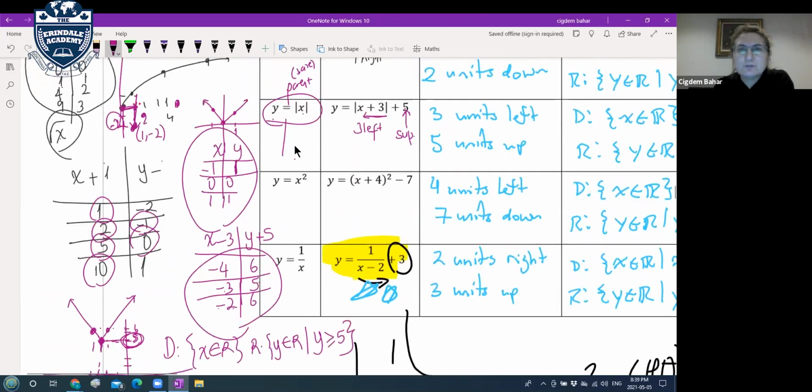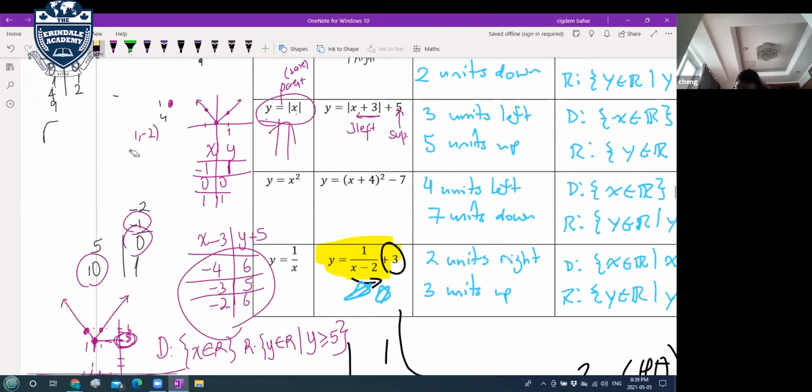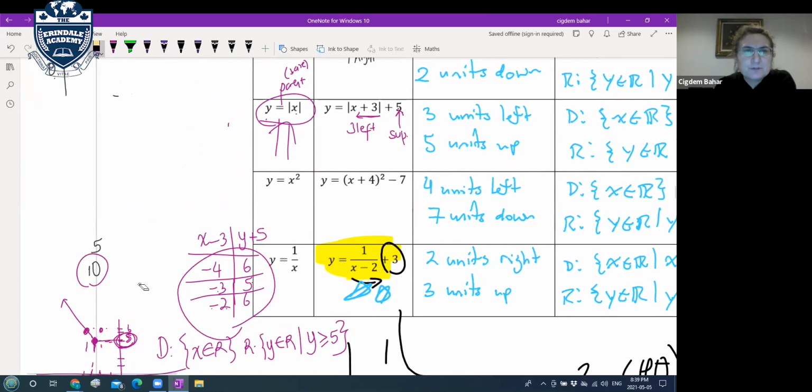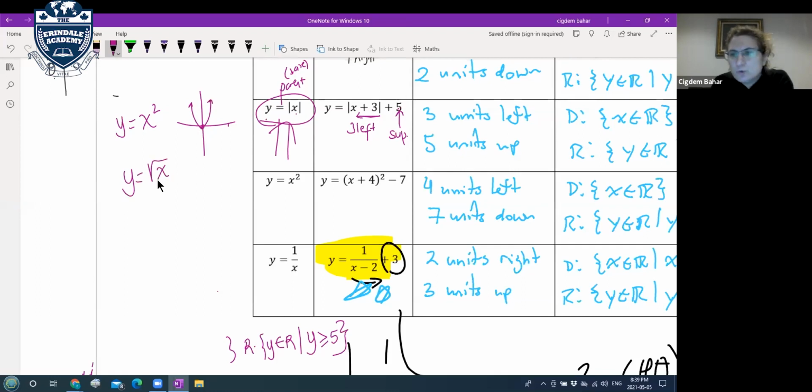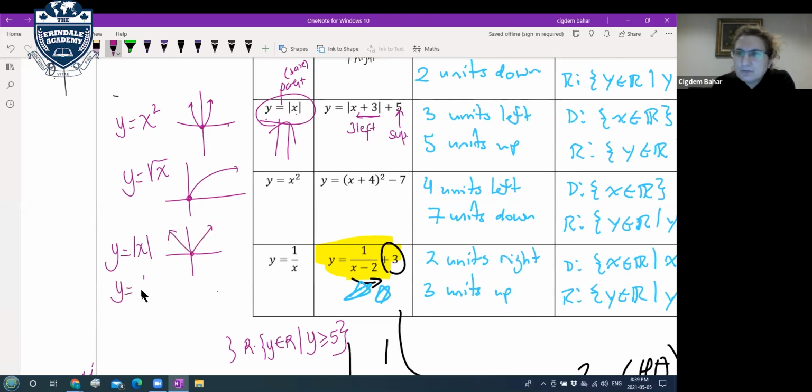Any question with absolute value? No. So far, what did you learn? Square root function, absolute value, reciprocal, and parabola. Parabola is from grade 10. This is a parabola, since you know this since grade 10. Square root function is new in grade 11. Absolute value is new in grade 11. It's the V shape. And reciprocal function is also new.